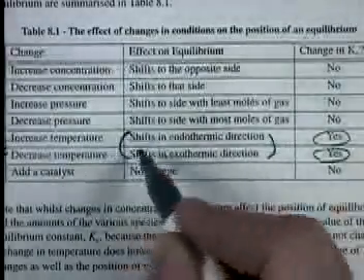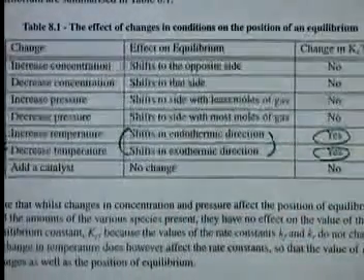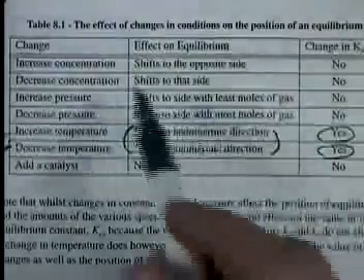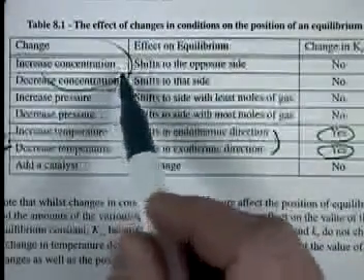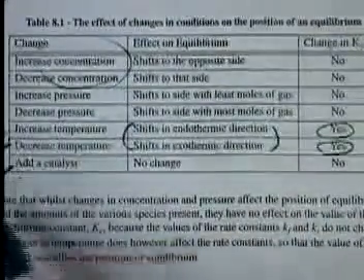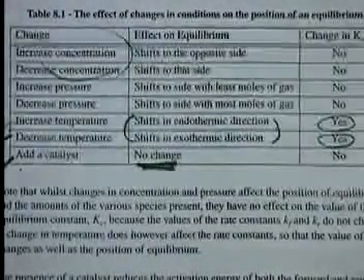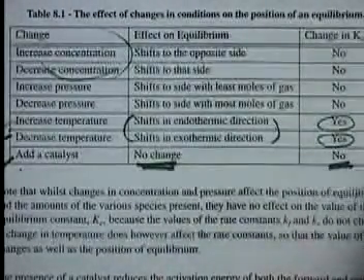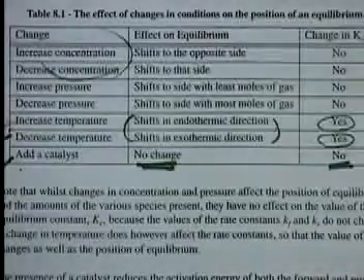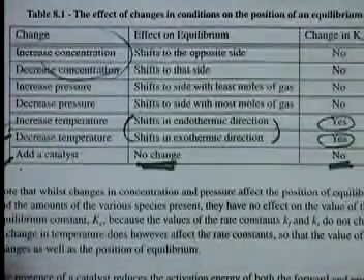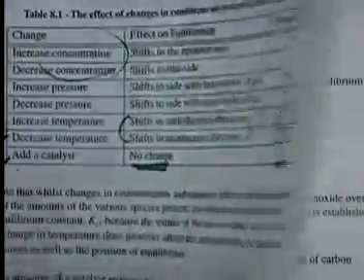Remember, with these two, it's easiest to treat heat as a reactant or a product, and then just think of it in terms of increasing or decreasing the concentration of that heat. And then lastly, adding a catalyst. Remember, there's no effect on the equilibrium, and there's also no change in K sub C. Catalyst just speeds up the reaction.